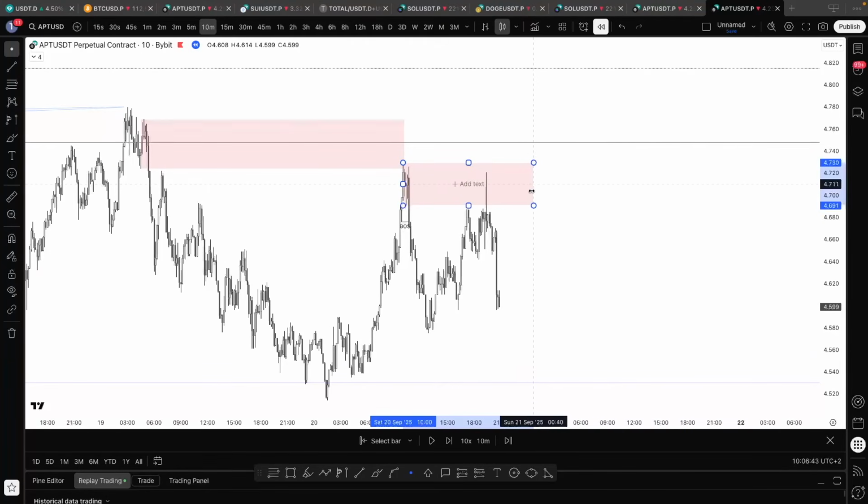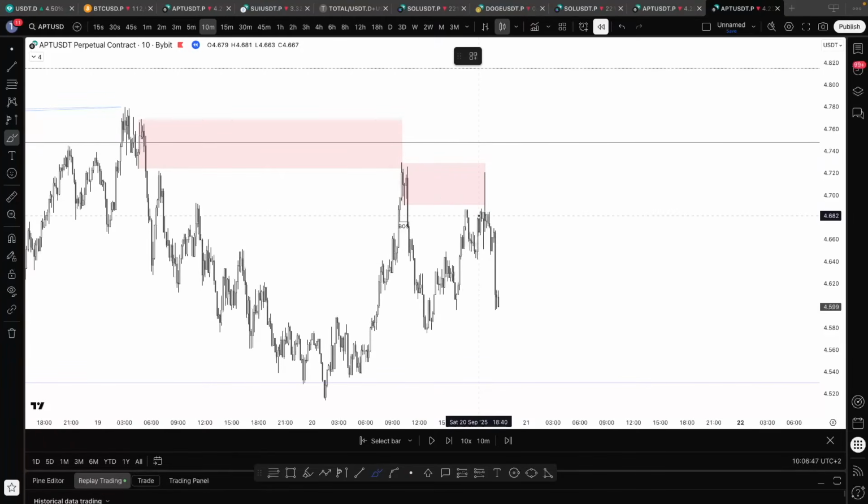I still have learning moments. So this was the supply you came in. Would it have been better if you only mitigated right here and went lower? Yes, because now you went very high and didn't take out those highs, leaving liquidity right here, what I already said.